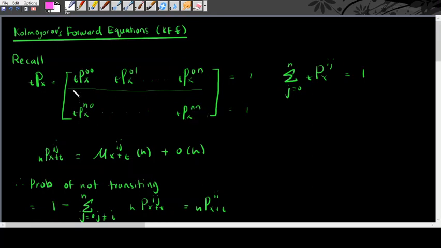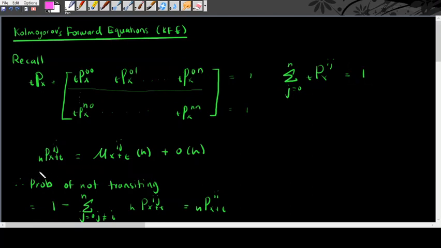We also know that if you sum all of the entries for each of the rows, you are going to get 1. Here also, if you sum all of these rows, you are going to get equals to 1, because the total probability of going from one state to another state or remaining in that particular state will always be equal to 1. So we can rewrite it as the summation over j equals 0 up until n of tPxij equals 1.